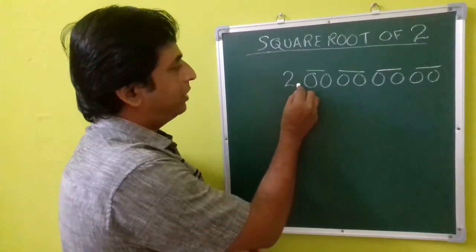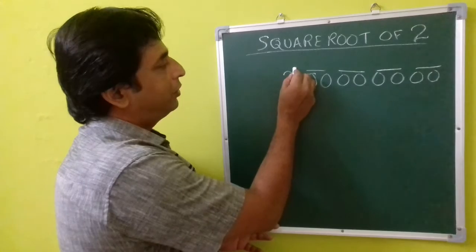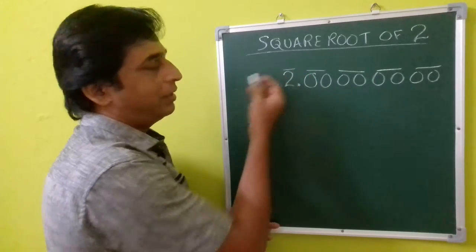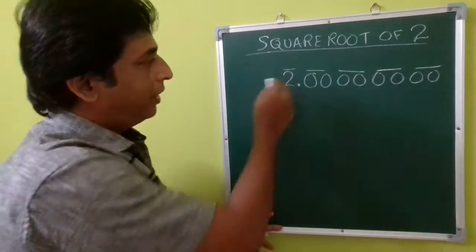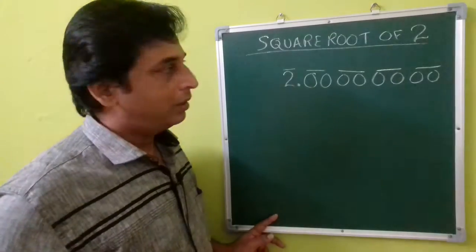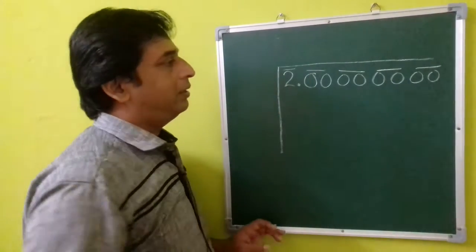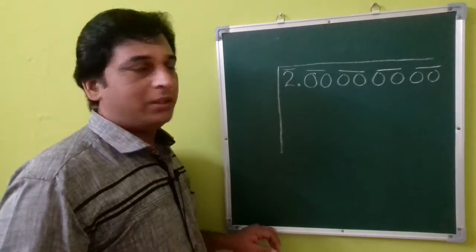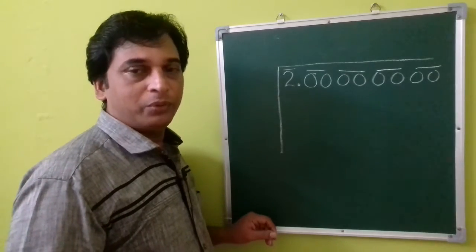To the left of the decimal, you can group from right to left. As there is only one digit here, we can make 2 one group. Now let us start the long division process to find the square root of 2.